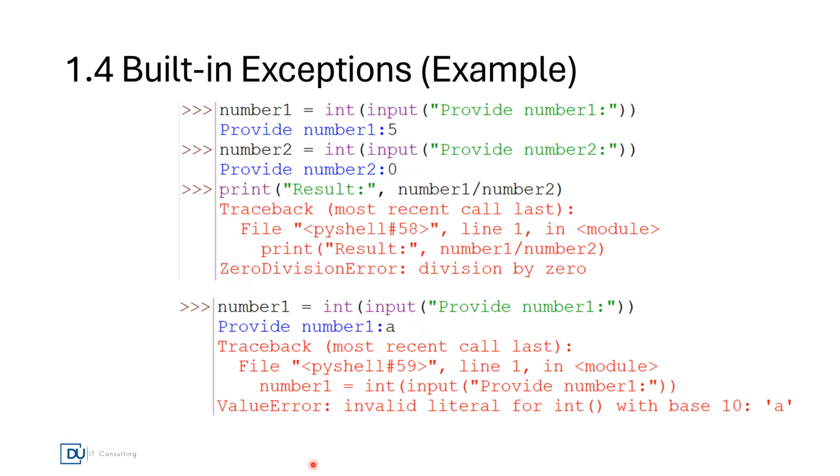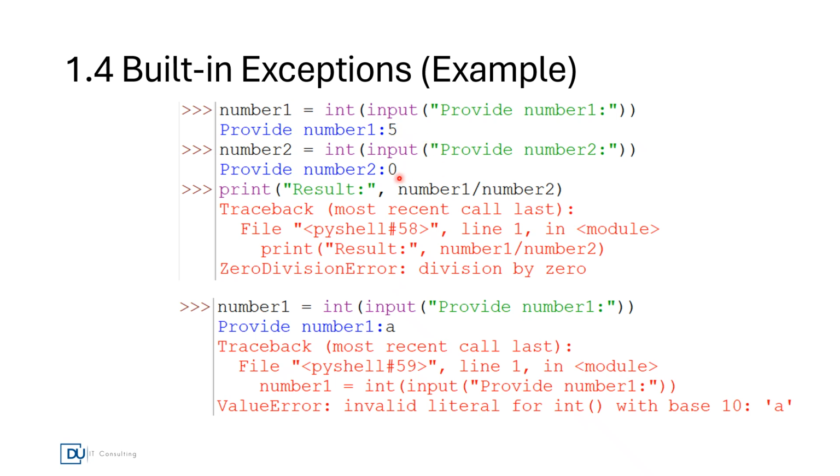Built-in exceptions. Now let's take a look at two examples. In the first example, we are trying to receive number 1 from the user and we are trying to receive number 2. And then we are trying to divide. So in the second input, the user is providing a value of 0. So when we try to divide 5 divided by 0, we get a zero division error because we are trying to divide the number 5 by 0, which is not possible.